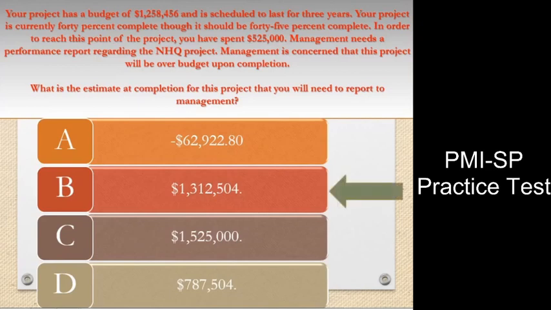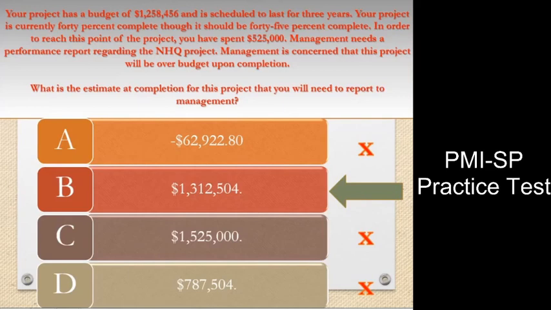Answer: B. Explanation: The estimate at completion can be calculated by dividing the budget at completion by the cost performance index. Here, CPI equals EV over AC equals 0.40 times 1,258,456 over 525,000 equals 0.95882. EAC equals budget over CPI equals 1,258,456 / 0.95882 equals 1,312,504.